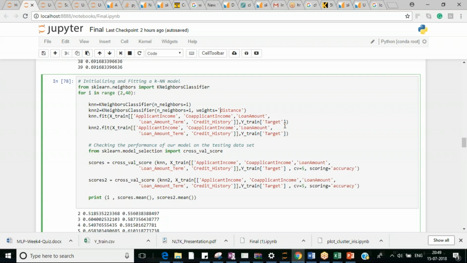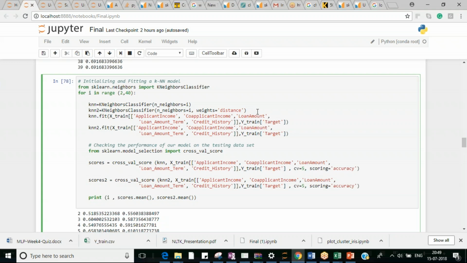So you give more weightage. For example, there are three points which are close to you, but each point will have a weightage. The closest point will have the highest weightage, the second point will have the second highest weightage, and the third point will have the least weightage according to the distance. So when I've input weights equal to distance, it means I'm giving more weightage to the points which are closer to me vis-a-vis the points which are farther from me.